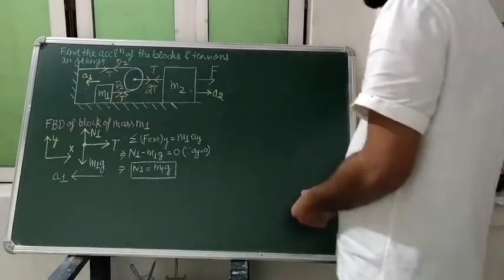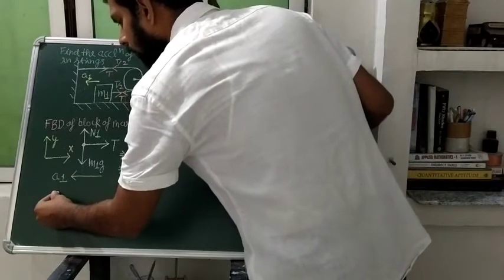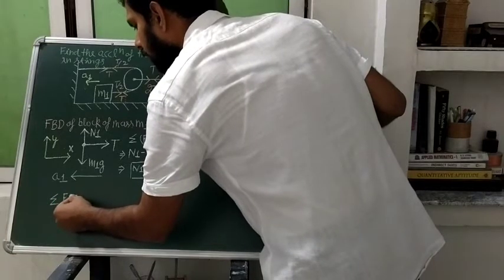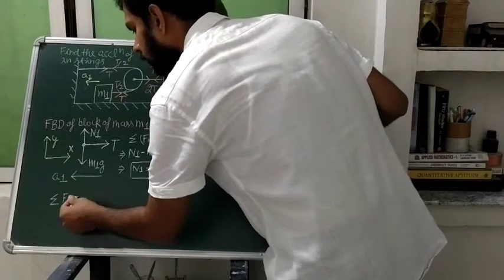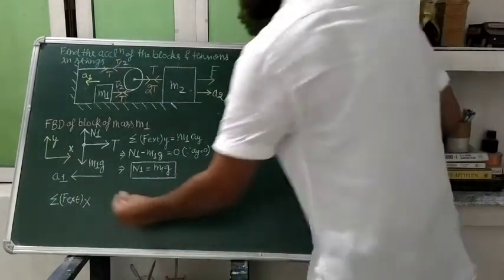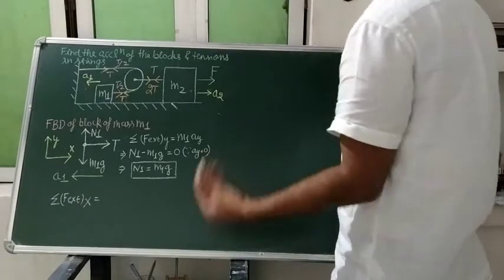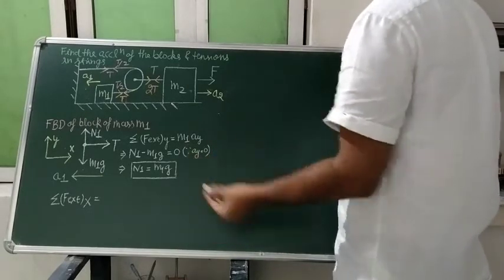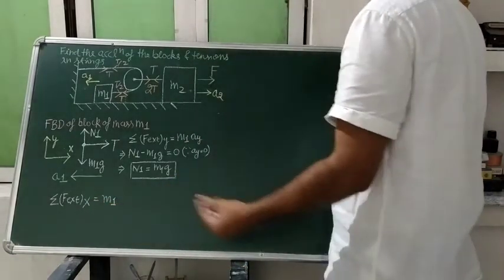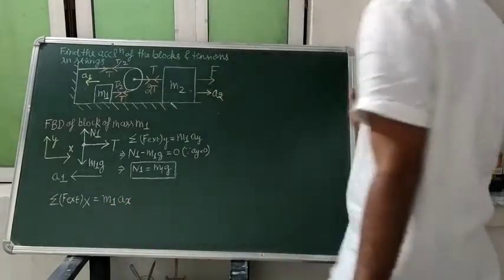Then, of course, when you are writing the vector sum of the external forces in x direction, when you are applying Newton's second law in x direction, that will tell us the vector sum of all the external forces in x direction should be equal to what, student? m1 times acceleration in that x direction. Is it?